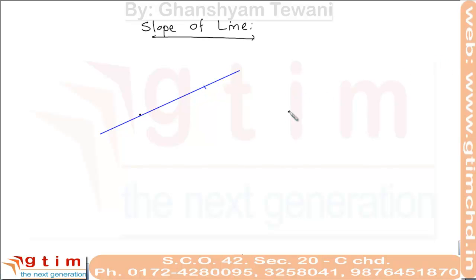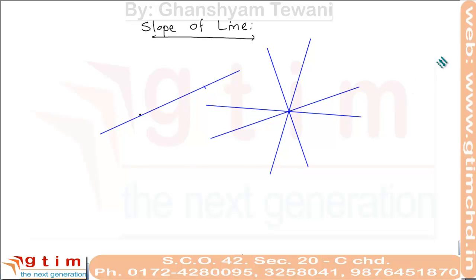If only one point is given, we can draw infinite lines from this point, and these infinite lines are called concurrent lines. Now, if we want to draw a fixed line from one point, we should be given another point, so that from 2 points we can draw one fixed line, or we should be given a point and direction.